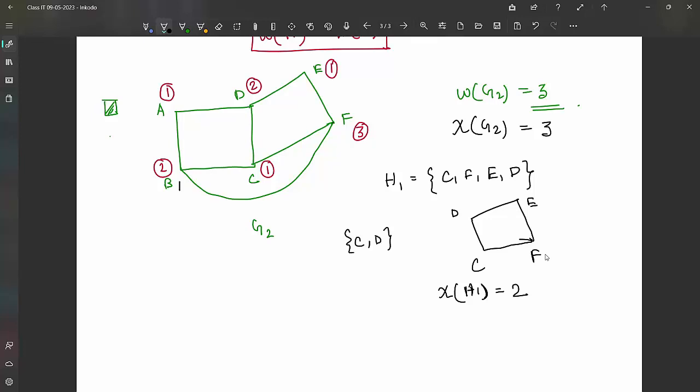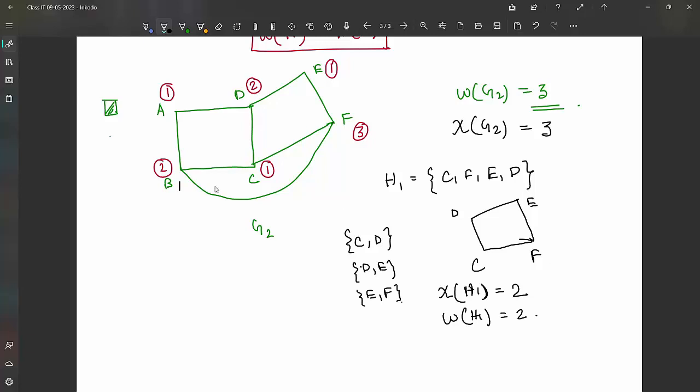CD is a clique, na? Oh yes sir, CD. CD is a clique, DE is a clique, EF is a clique. These are cliques of this graph, because there is a connection between these two. So here there is no 3-element clique, but the maximum cardinality here is 2. So that means the omega of H1 is also 2.